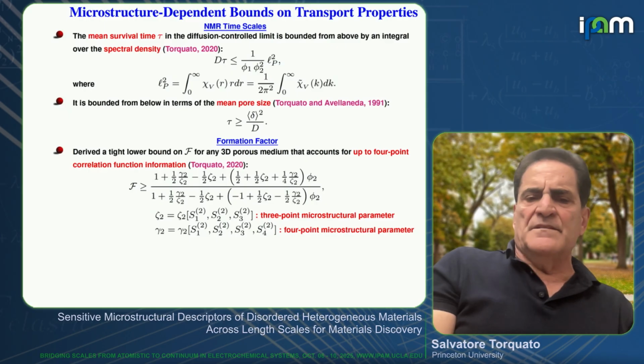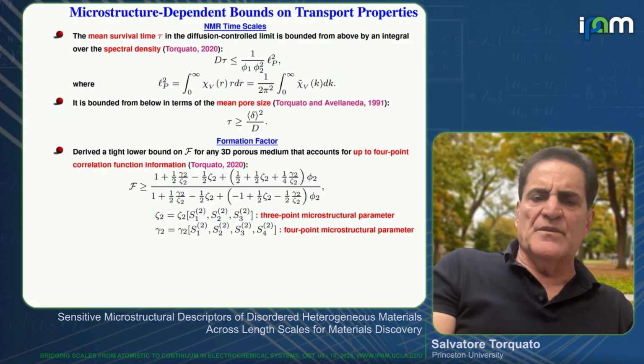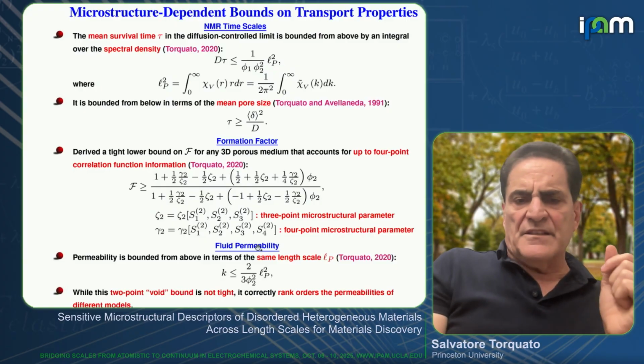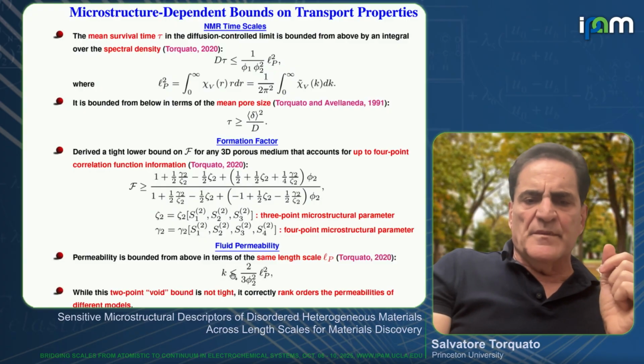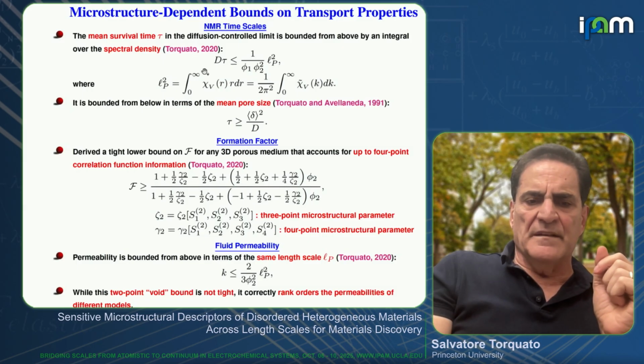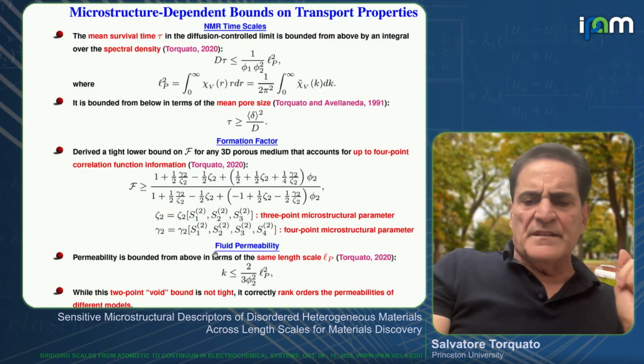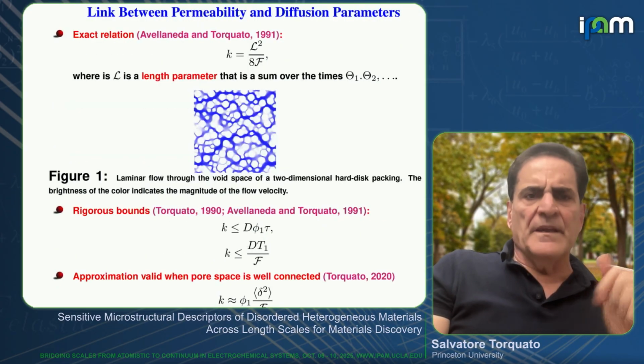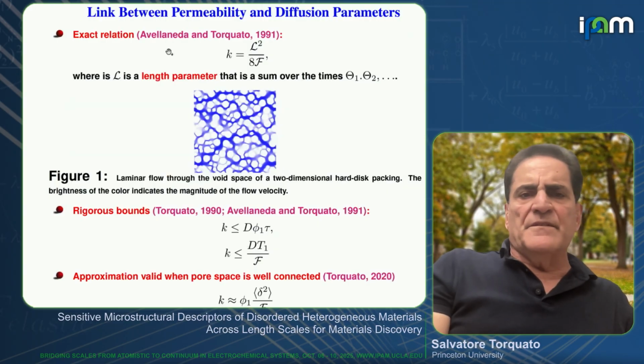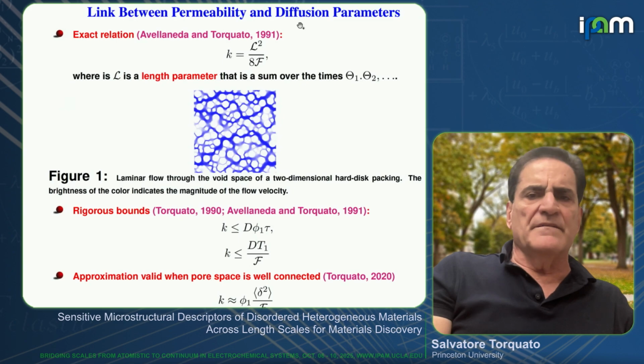And the bottom line is that these are extremely accurate for a certain class of structures. Okay, in the case of the fluid permeability, there's also a similar-looking upper bound, as I showed you for the mean survival time. And that's all I want to say about that for the moment. Okay. Now, the fluid permeability is much more difficult than many of the other properties that I just described.